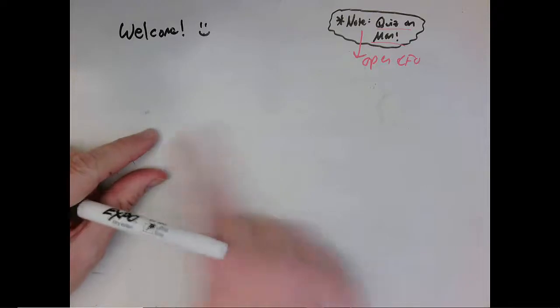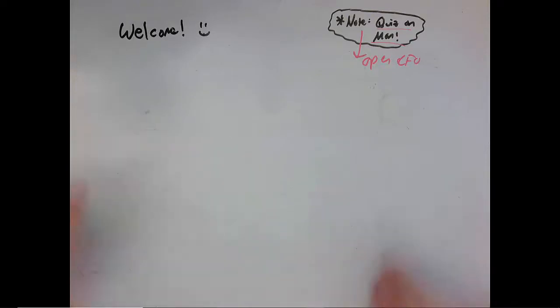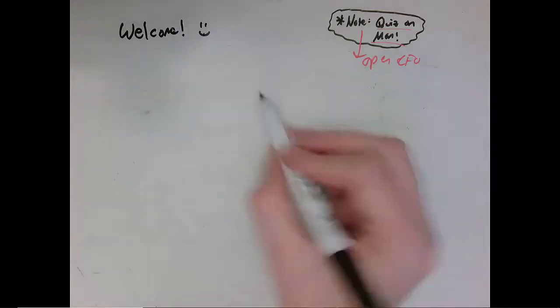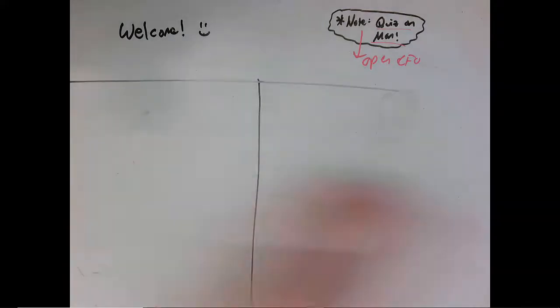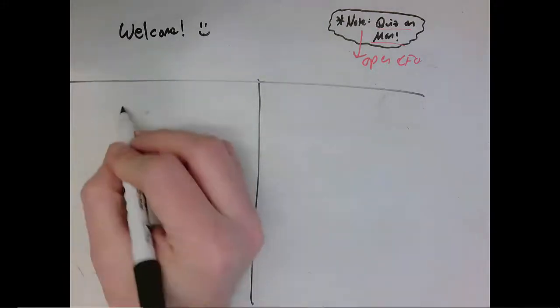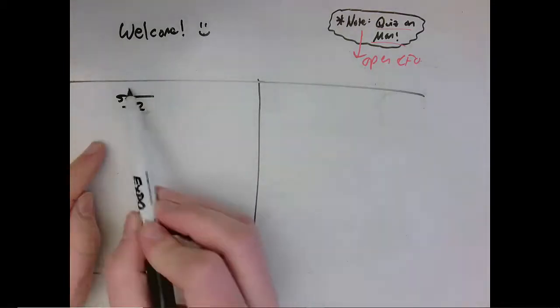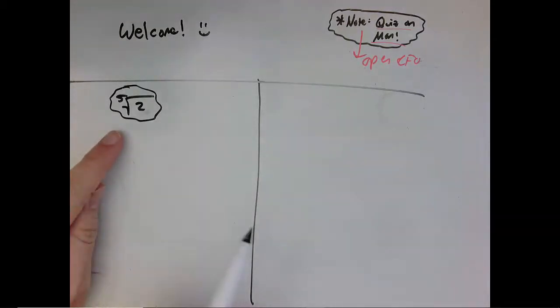Every single identity for exponents has a corresponding identity for logarithms, which shouldn't be surprising because exponents and logarithms are inverses. Okay, so let's remember what logarithms are about. I'm going to review it by way of an analogy. If I have this number, the fifth root of 2, this describes a single number.